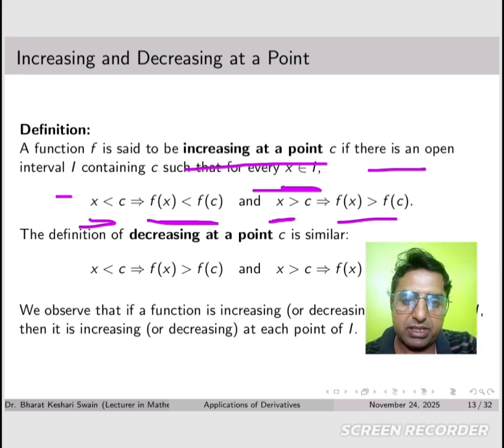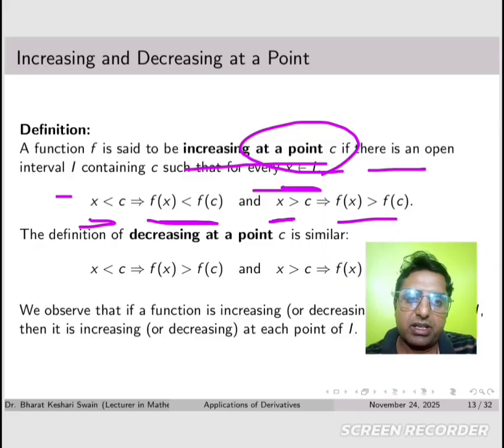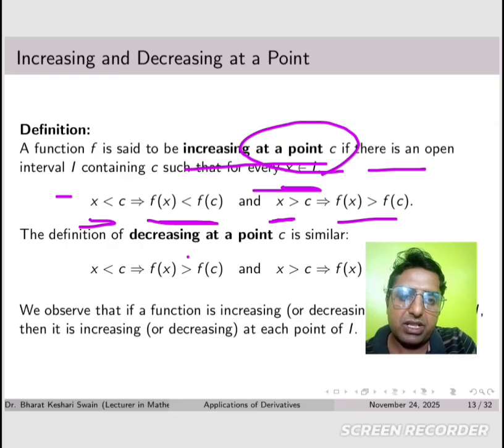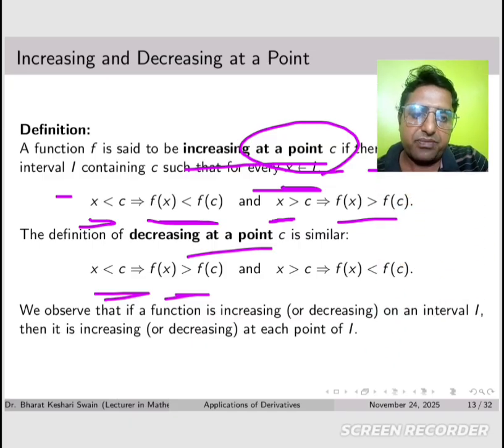Similarly for decreasing, this is the same definition, but it is an interval containing c. So c is a point. At a point we have to define. In the previous slide it is generally defined, but here for a particular point c. Similarly for decreasing at a point c, if x less than c, then f(x) greater than f(c). If x greater than c, that implies f(x) less than f(c). Okay, so these are the definitions of increasing function and decreasing function.